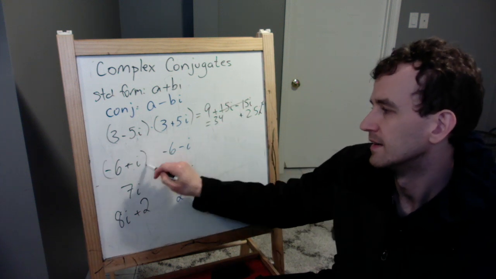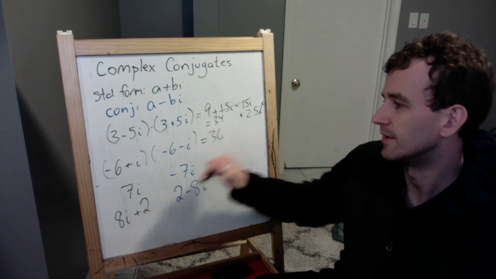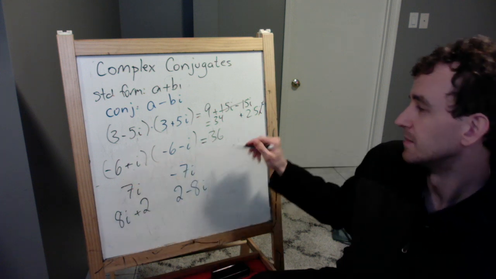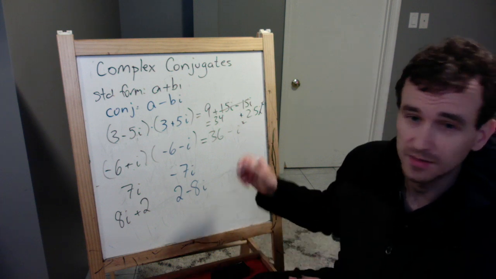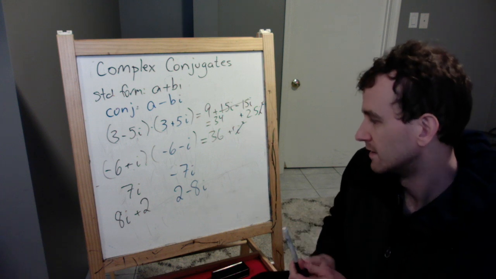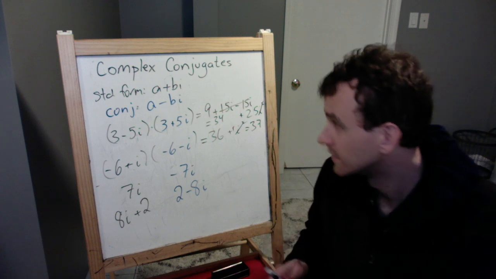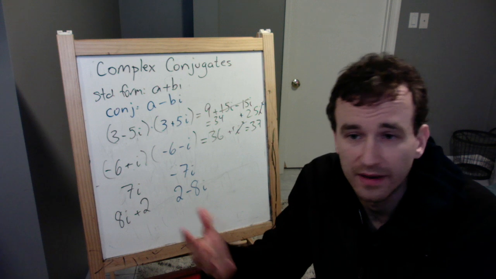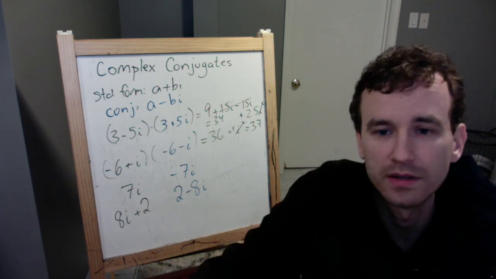If we take negative 6 plus i times negative 6 minus i, we get 36, minus 6i plus 6i, which cancels out, minus i squared. And of course, i squared is negative 1, so minus i squared becomes plus 1. And for that one, we get 37, and so on and so forth. The complex conjugate, you're just changing the sign on the imaginary part, and if you take a complex number times its complex conjugate, you get something that is only real.